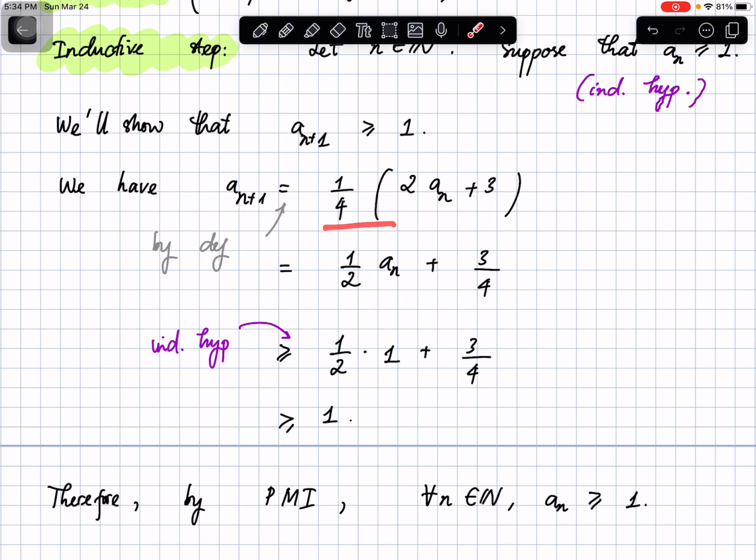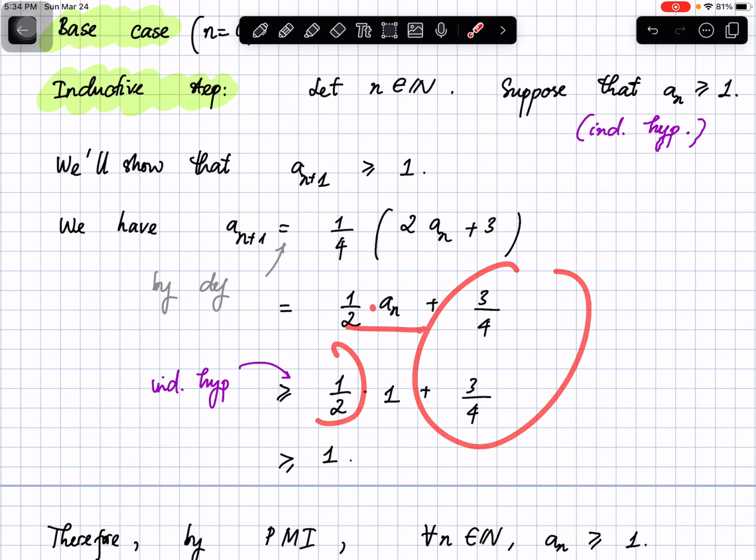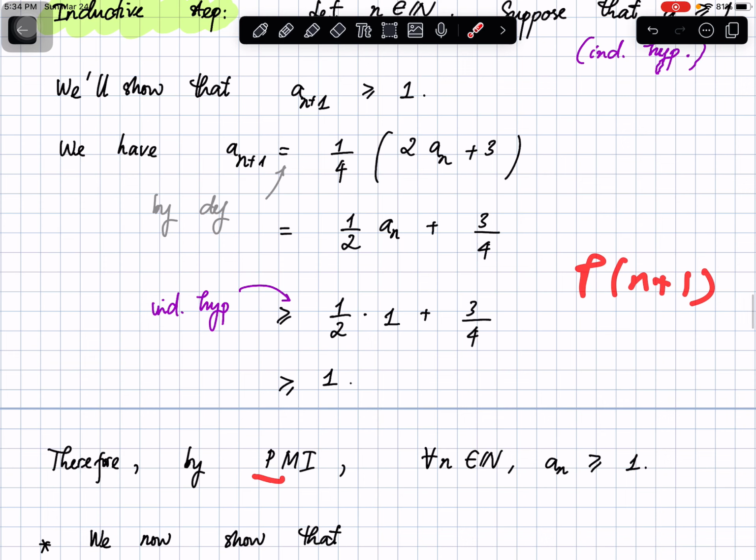So distributive. By inductive hypothesis, a_n is greater than or equal to 1. So this number is greater than or equal to 1 over 2 times 1 plus 3 over 4. And this is bigger than or equal to 1. Therefore, a_{n+1} is bigger than or equal to 1. And therefore, we prove that P(n+1) is true. By the principle of mathematical induction, we prove that for all natural number n, a_n is greater than or equal to 1.